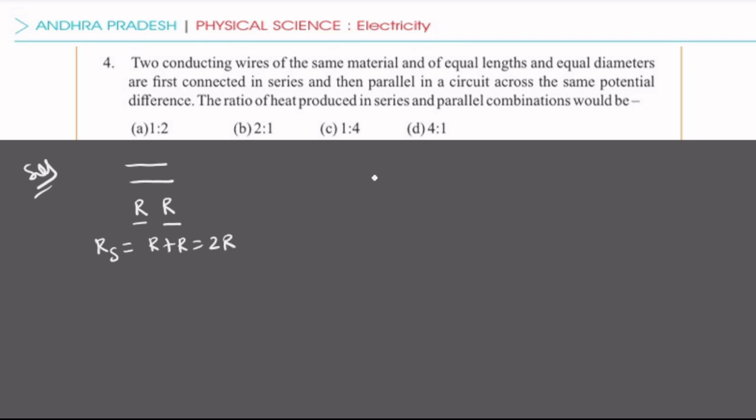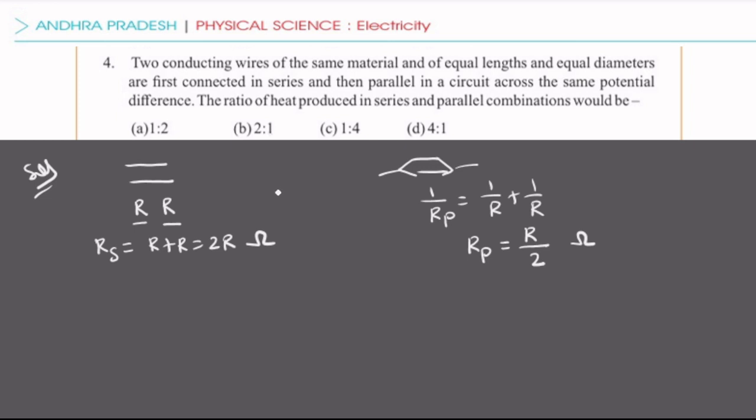So when these same two wires are connected in parallel, in this parallel combination, what is the resistance? We know 1 by Rp is equal to 1 by R plus 1 by R. So simply, when the resistances are connected in parallel, what do we get? The equivalent resistance will be R by 2 ohms. Here it is 2R ohms.